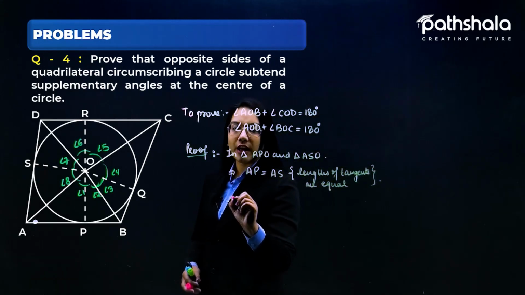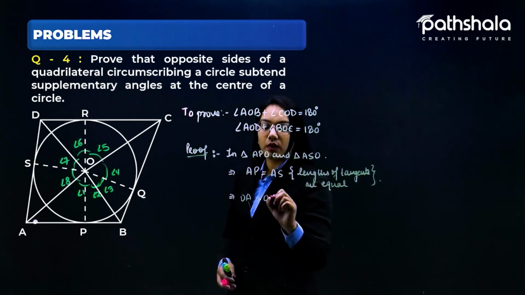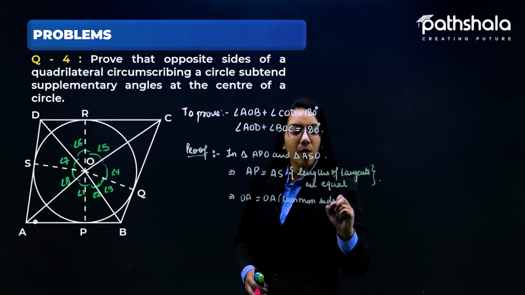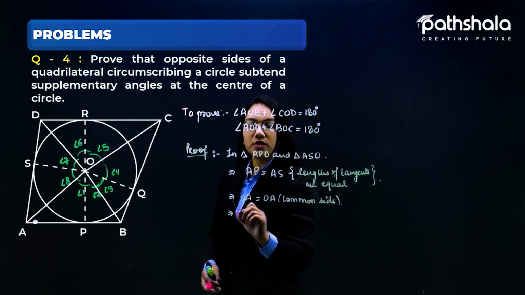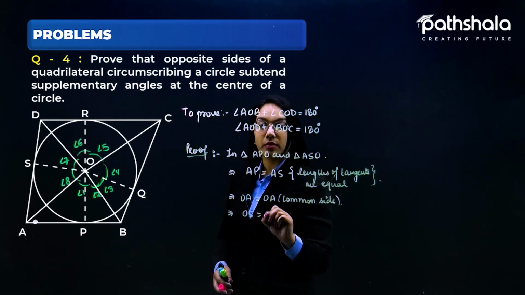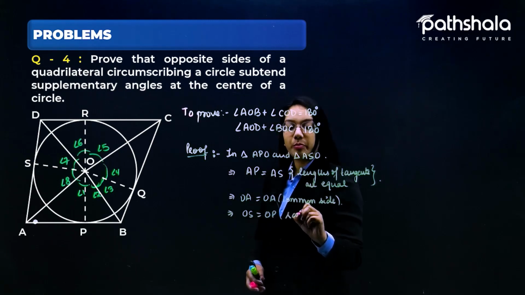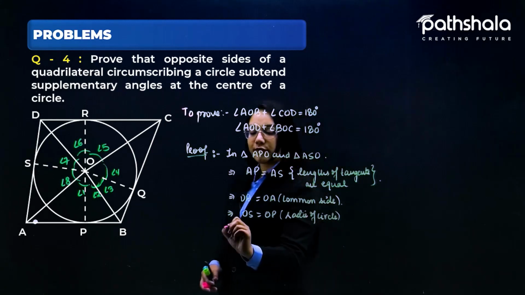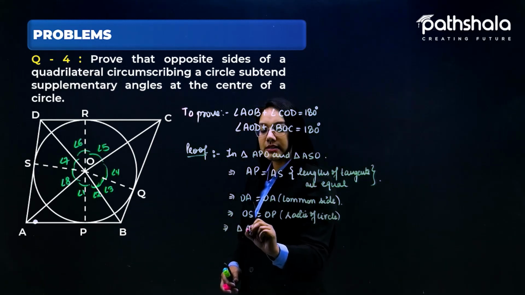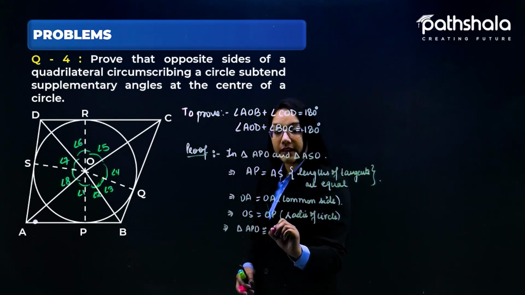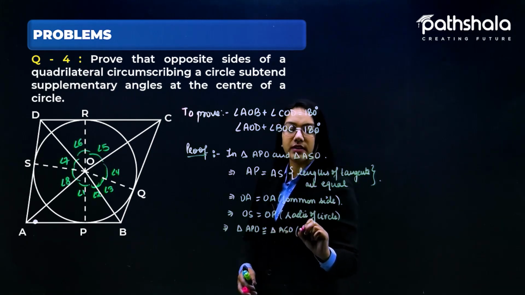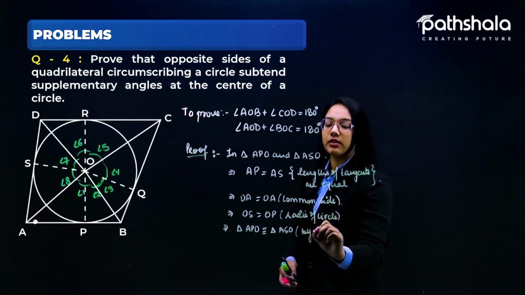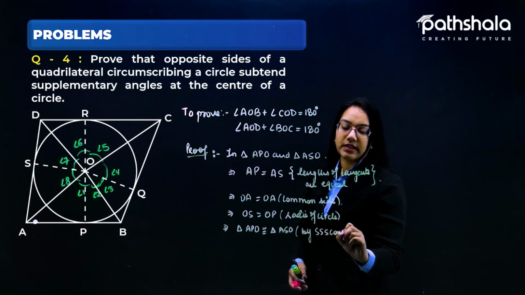Furthermore, OA is equal to OA, which is the common side. We also know that OS is equal to OP. Why? Because they are radii of this circle. So hence, from the SSS congruence criteria, we can say that these two triangles are congruent to each other.